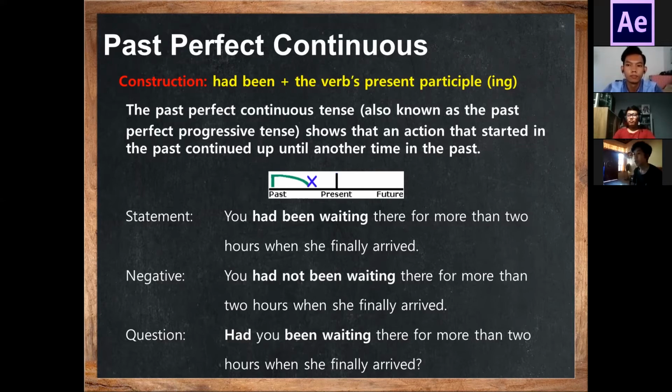Okay, I want to say sorry if I made some mistakes in our presentation. And then my friend will explain about past perfect continuous and passive voice.